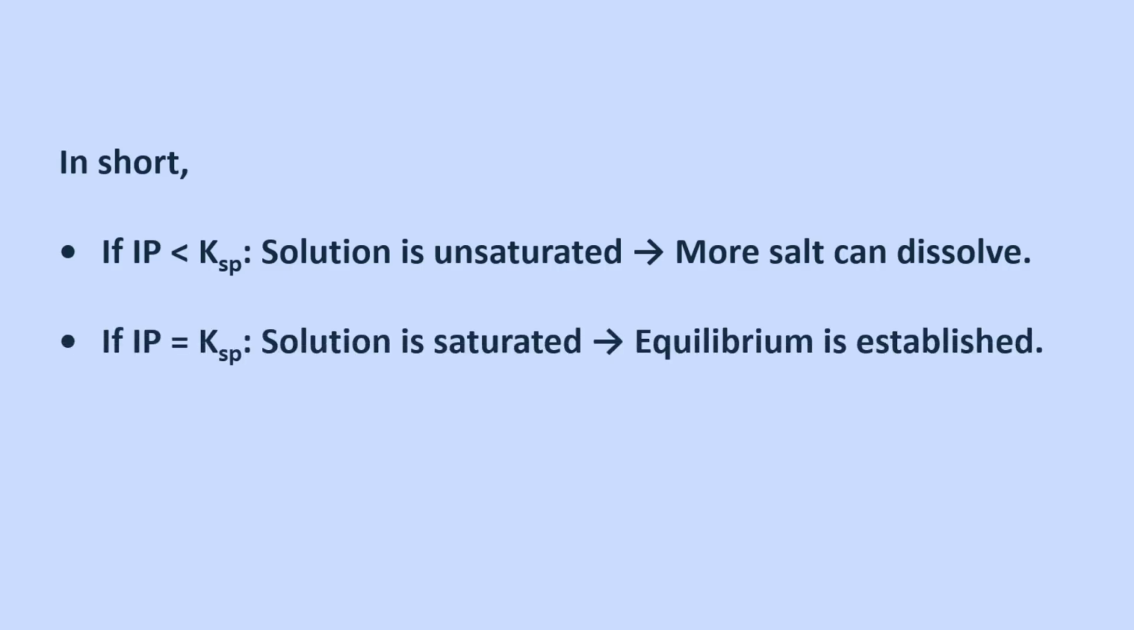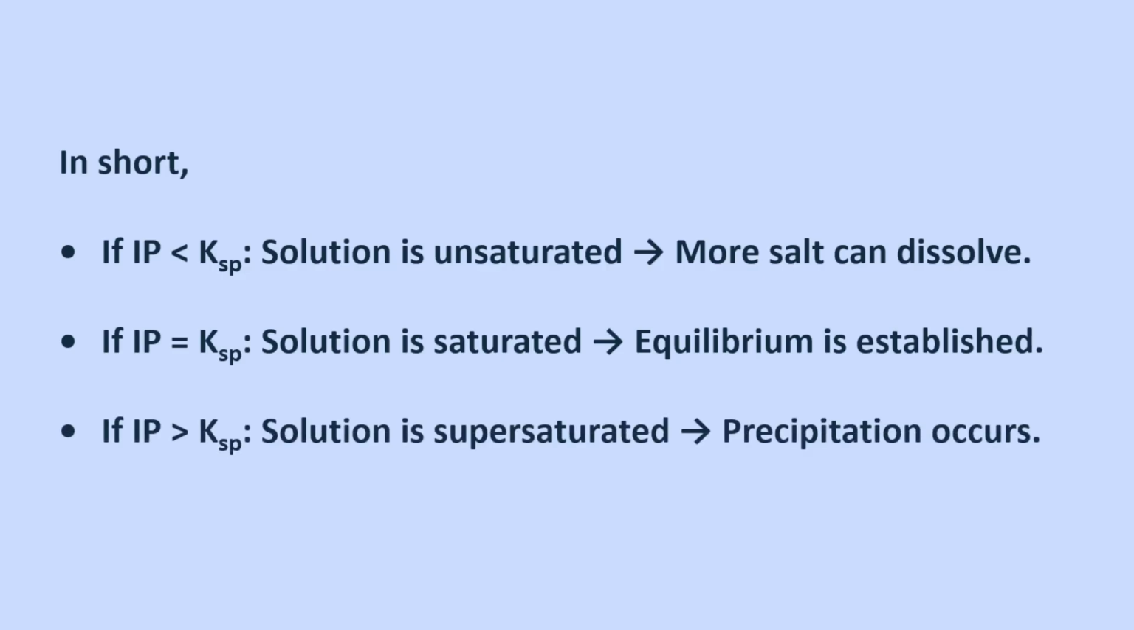If they are equal, then the solution is saturated and in equilibrium. No more salt can be dissolved, but there is no precipitation either. If the ionic product exceeds the solubility product, the solution is supersaturated and precipitation will occur. So by adjusting the ionic product, we can control the precipitation of cations during the course of qualitative analysis.